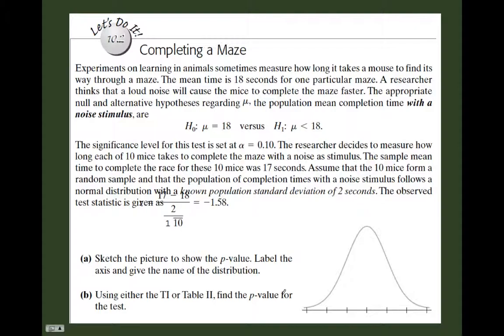And then the observed test statistic is given as, and this formula is hard to read. I don't know what's going on with my computer here, but the format for some of this is messed up. But basically, the test statistic is given.